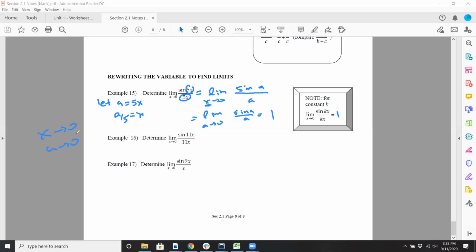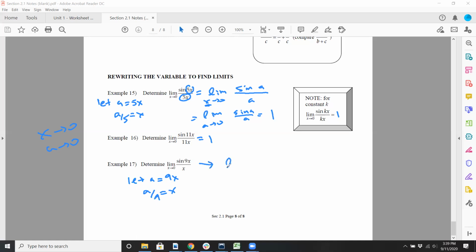You're going to get the same thing over here as well. It'll still be 1. So generally speaking, if you have sine kx over kx, the limit will just be 1. Now in this case, this is going to be a little different. Again, we'll let a equal 9x. So of course, x is a over 9.